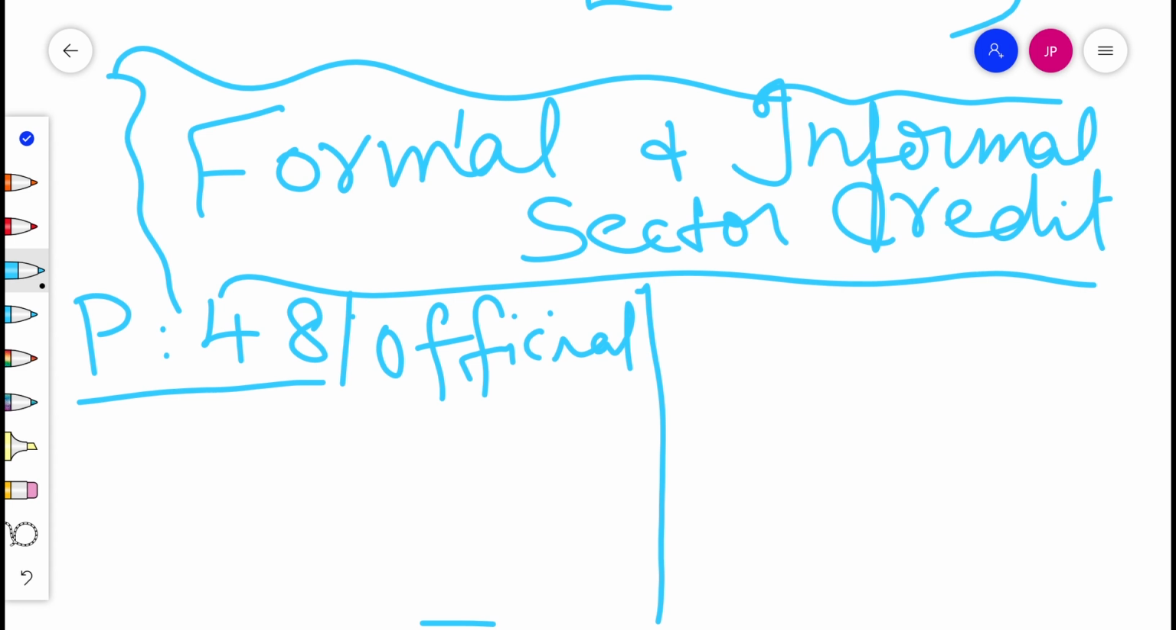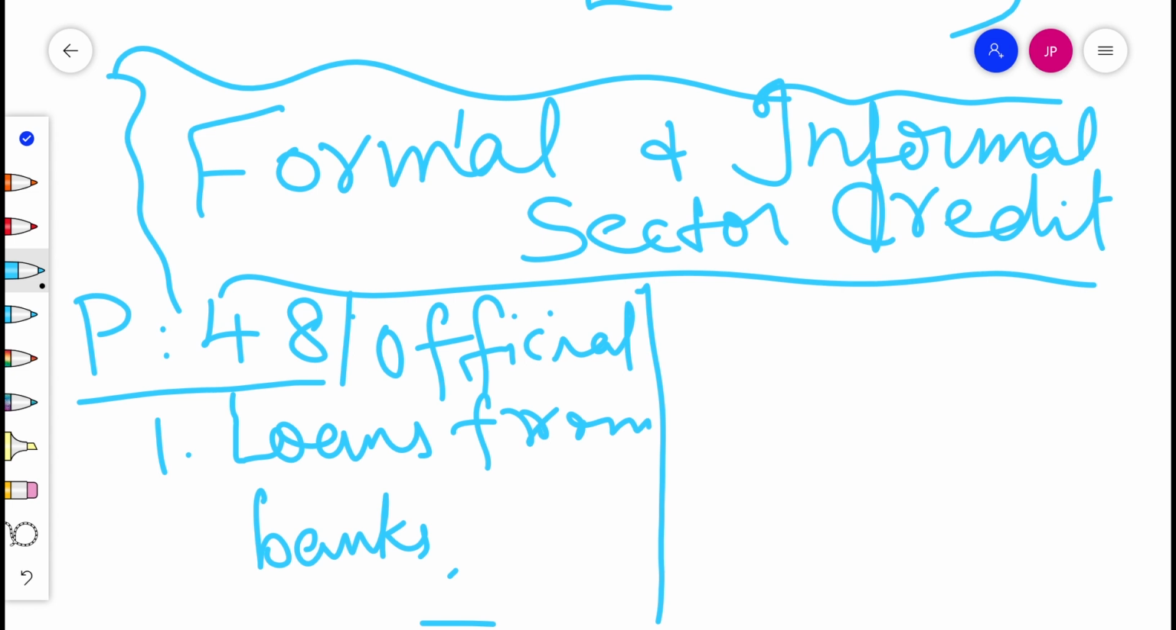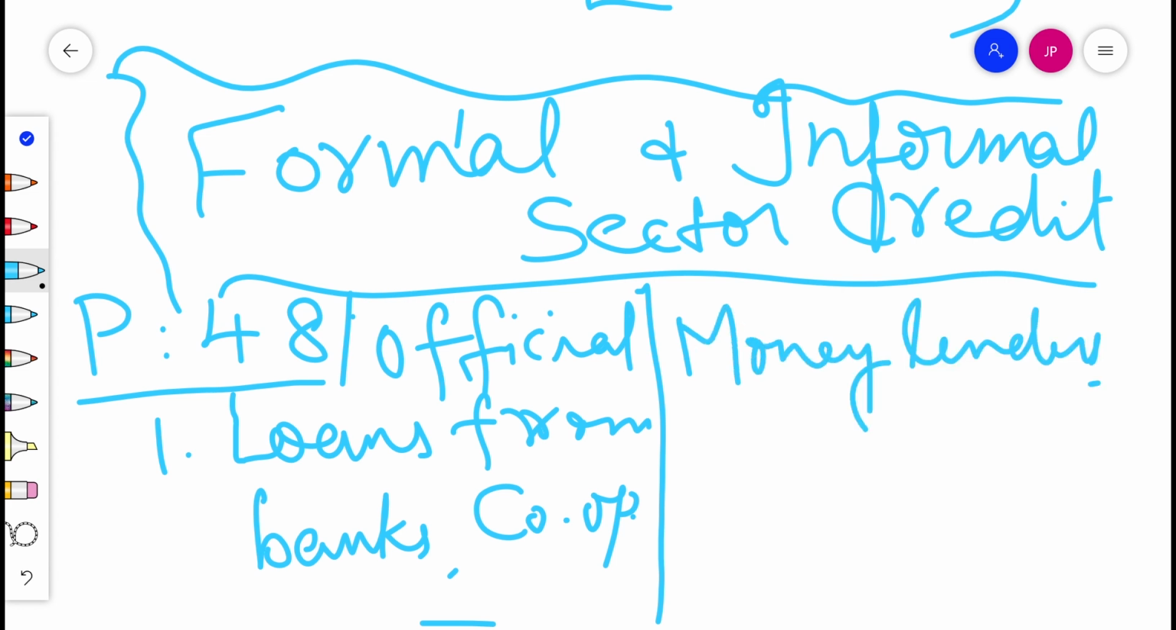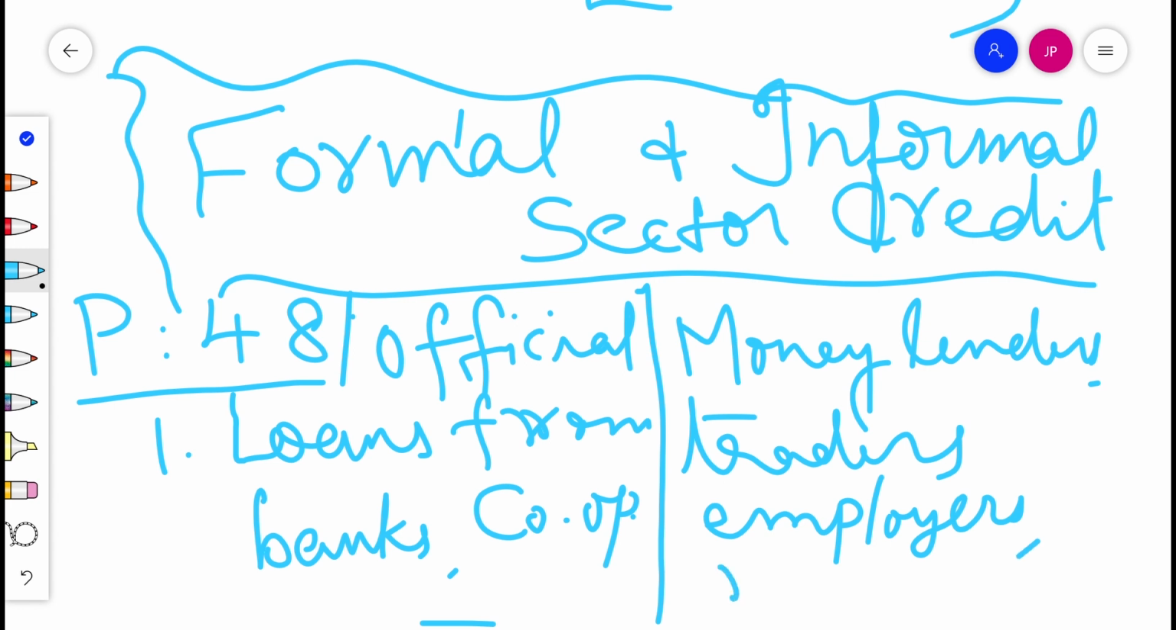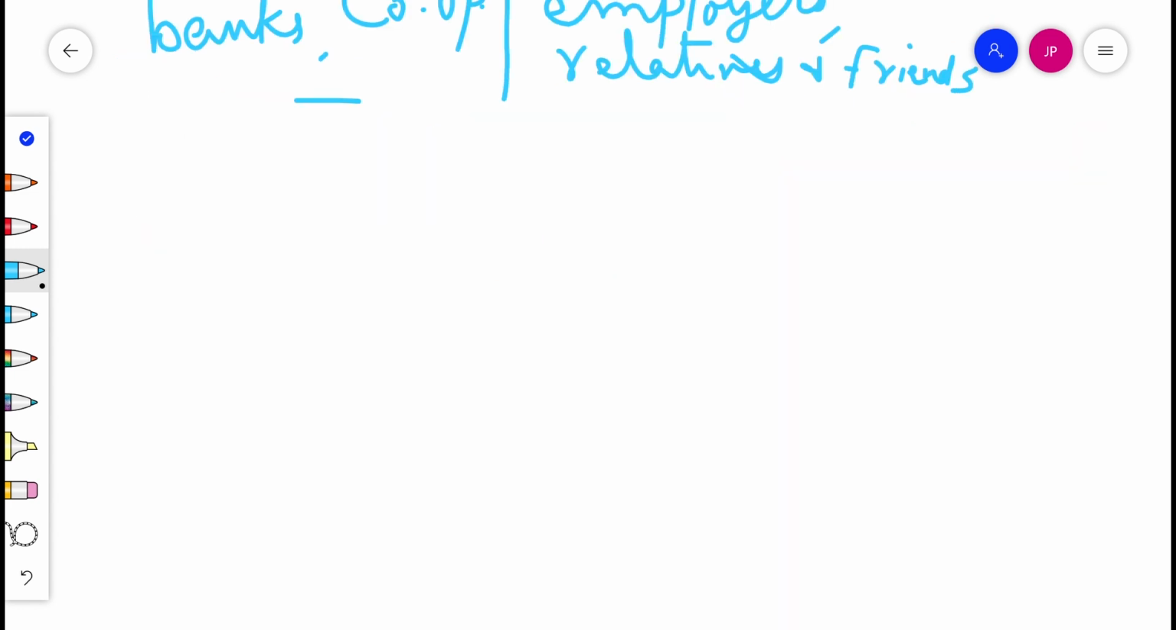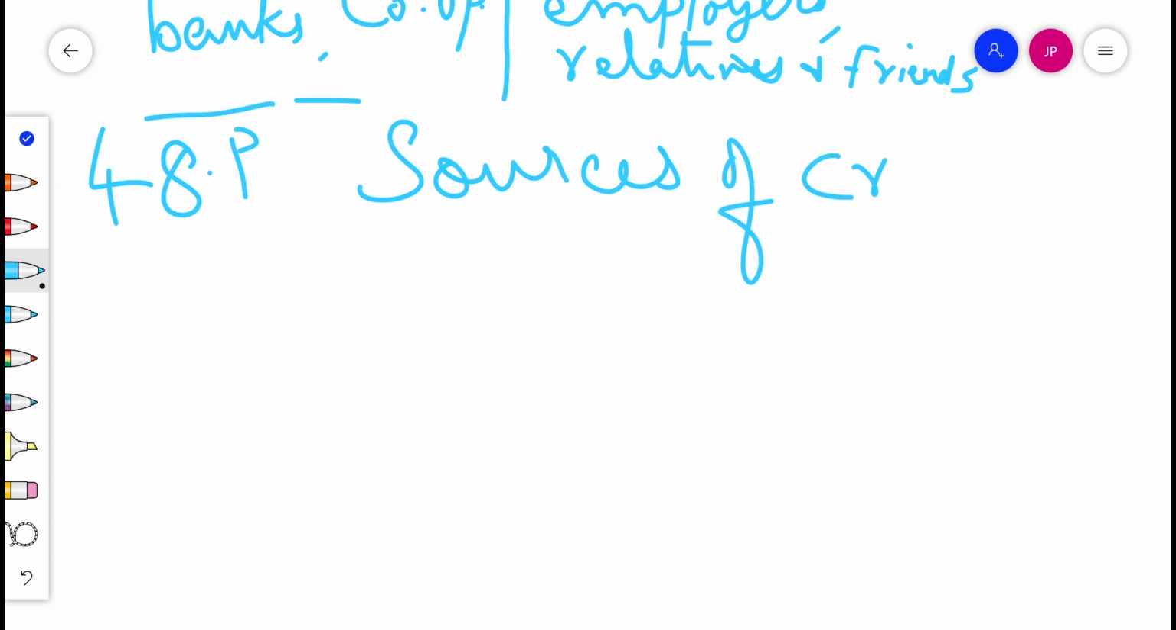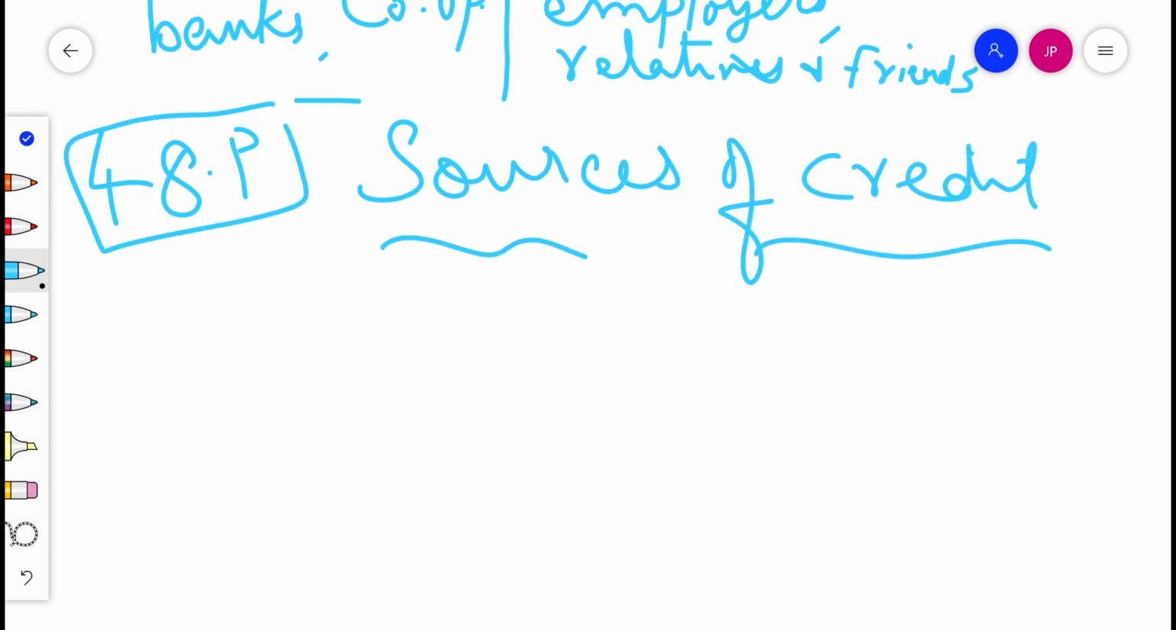In the case of formal, loans from banks, cooperatives are the formal sector loans. The informal lenders or the informal sector credit includes money lenders, traders, employers, relatives and friends. In our textbook, page number 48, there is a pie diagram showing the sources of credit. That pie diagram, drawing and learning is good and fine.